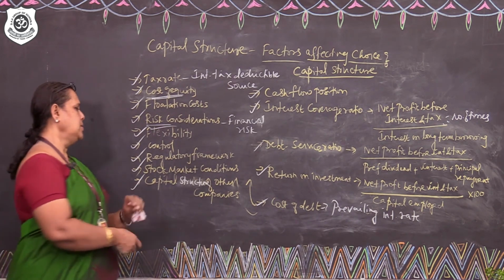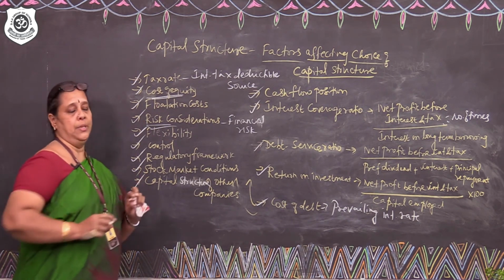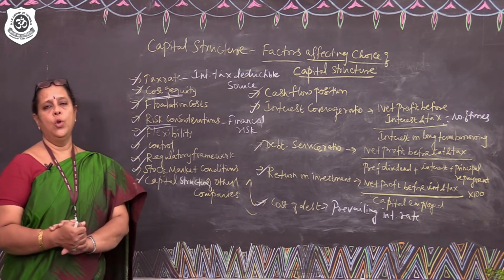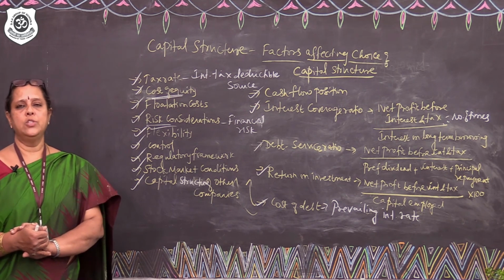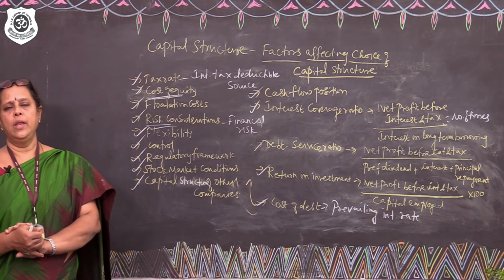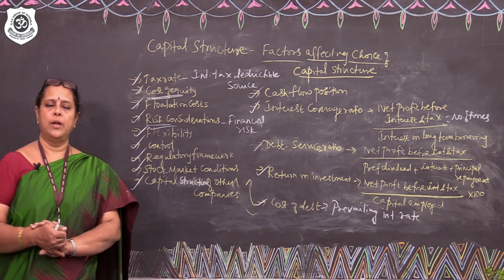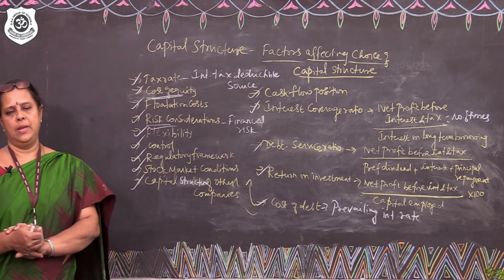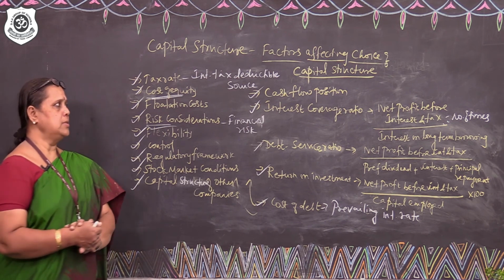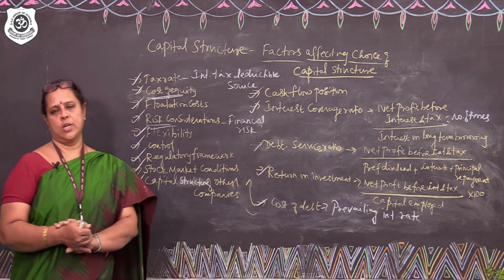The next one is the capital structure of other companies. To be safe, they can follow the capital structure that has been adopted by the other companies of the same industry, so that any problem or advantage taking place will be there for all the companies of the same industry. So these are the factors determining the choice of capital structure.